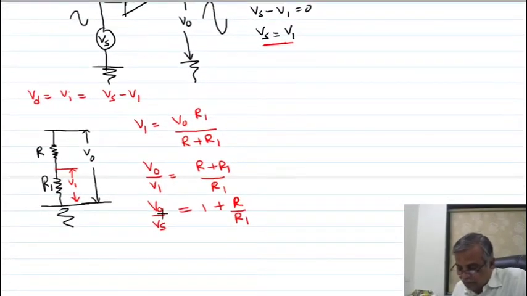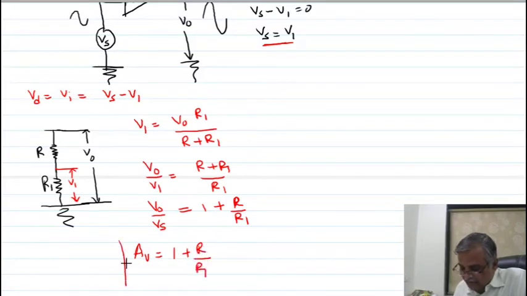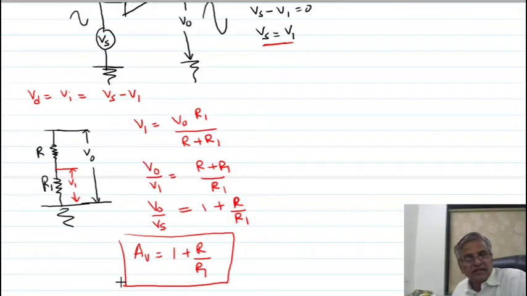So the output voltage upon input voltage is called the gain of the amplifier. It is given by 1 plus R by R1. So the gain of the non-inverting amplifier is given by 1 plus feedback resistance upon input resistance, 1 plus R by R1. This is the gain of the non-inverting amplifier.